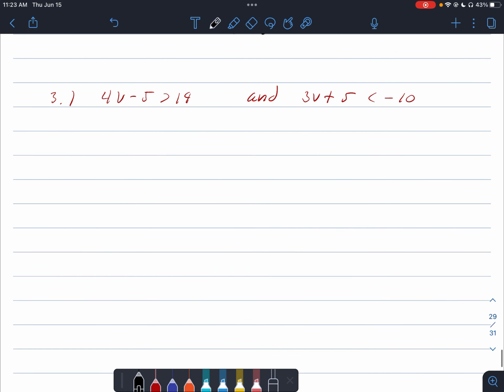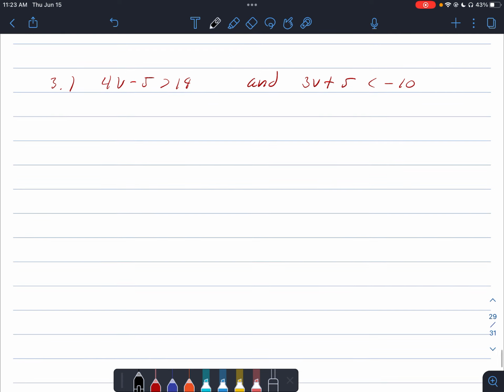Now let's look at an example where we have to find everything that satisfies both of them at the same time. So here we have 4v minus 5 is strictly greater than 19. And then we have 3v plus 5 is strictly less than -10. So let's try to solve these. So let's add 5 to both sides here. And we'll get 4v is strictly greater than 24. Divide both sides by 4. And then we get v is strictly greater than 6.